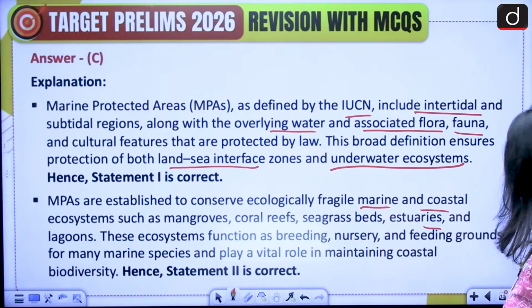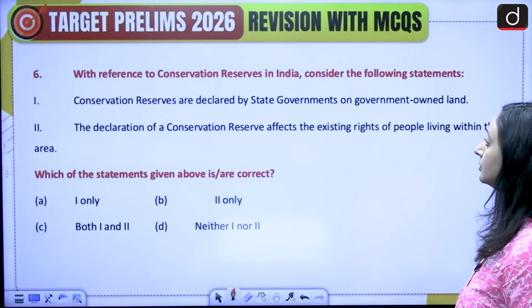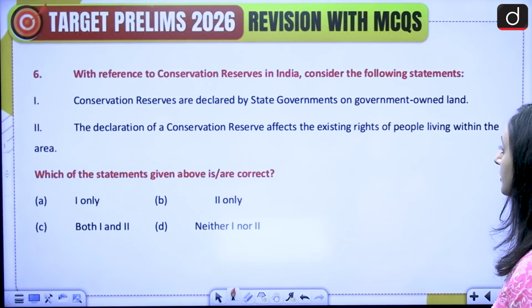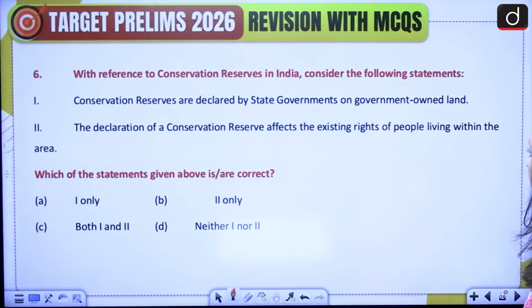So moving on to the next question. With reference to conservation reserves in India, consider the following statements. 1. Conservation reserves are declared by state governments on government-owned land. 2. The declaration of a conservation reserve affects the existing rights of people living within the area. Which of the statements given above is or are correct? A. 1 only, B. 2 only, C. Both 1 and 2, or D. Neither 1 nor 2. So please attempt this question first.